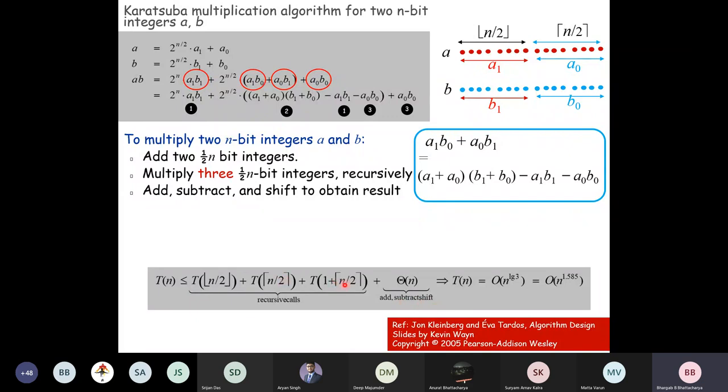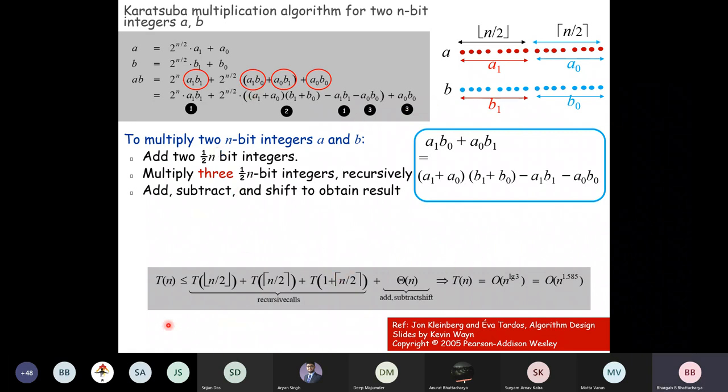And if you solve this recurrence relation, that comes out to be of the order of n to the power log of 3, log 3 to the base 2, and that comes out to be n to the power 1.585. So now you see this beauty of Karatsuba's method. If you don't do this kind of factorization or this kind of trick here, then you would have 4 terms here, right?